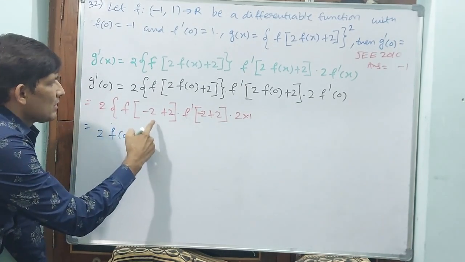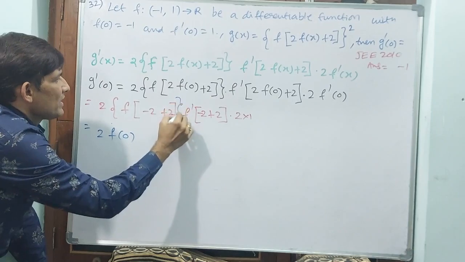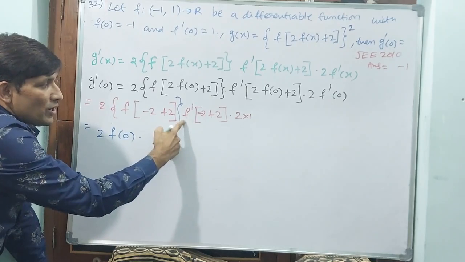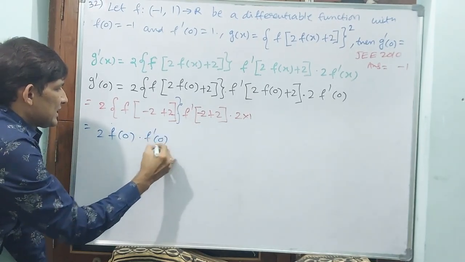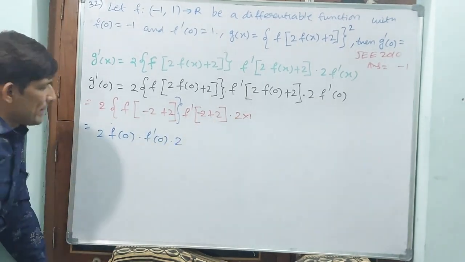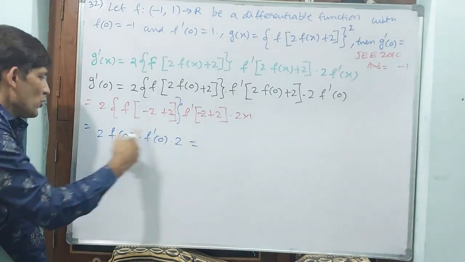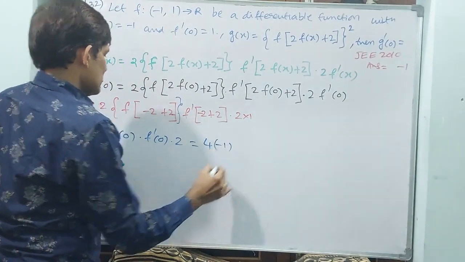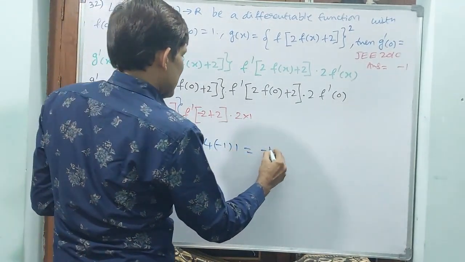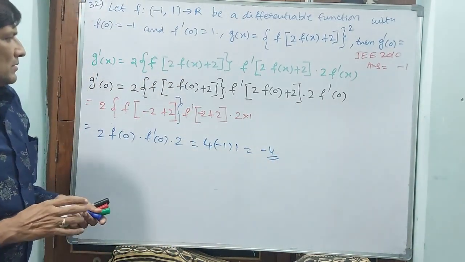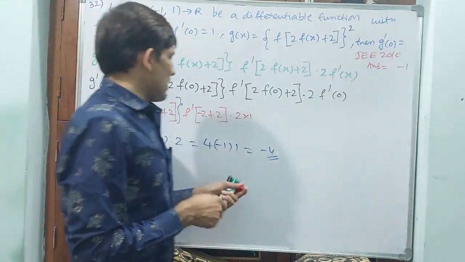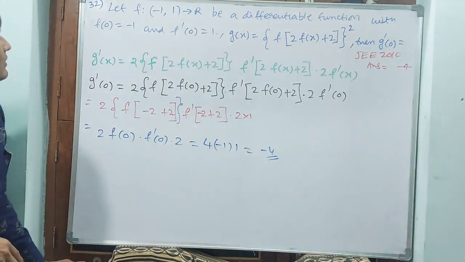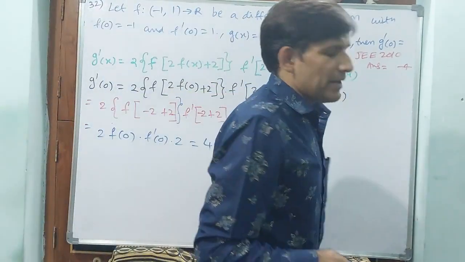Come back. That is equal to 2 times of, now minus 2 plus 2 is 0, f of 0. Now 2 f of 0 into f dash 0 into 2. So 2 into 2 is 4. f of 0 value is minus 1, f dash 0 value is 1, that is equal to minus 4. Sorry, this value is minus 4, not minus 1. Yeah, minus 4.